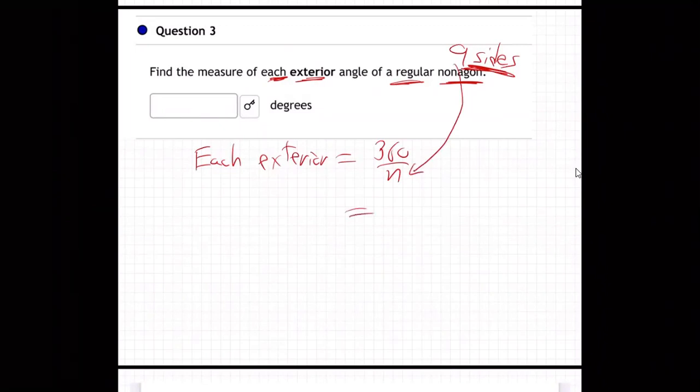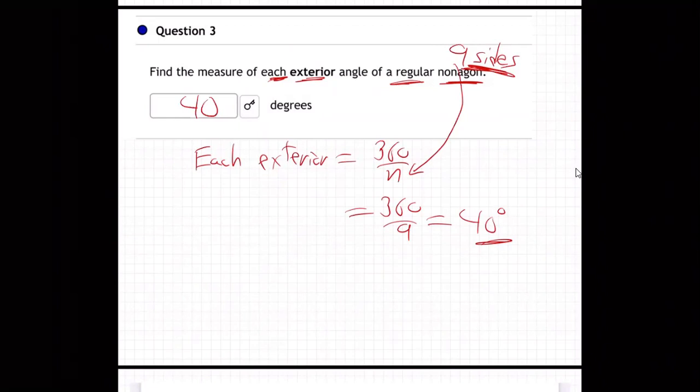This is a piece of cake. That would be 40 degrees. There it is, 40 degrees, piece of cake. So just plug into the formula 360 over n. But I want to show you where it comes from. So let me show you again. I don't want this to be magic.